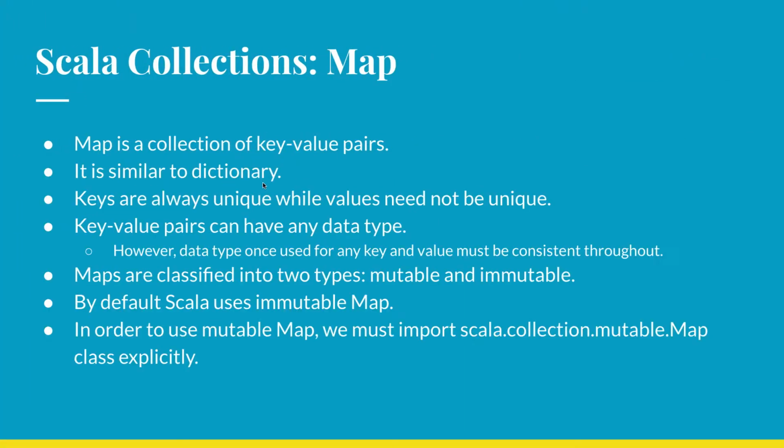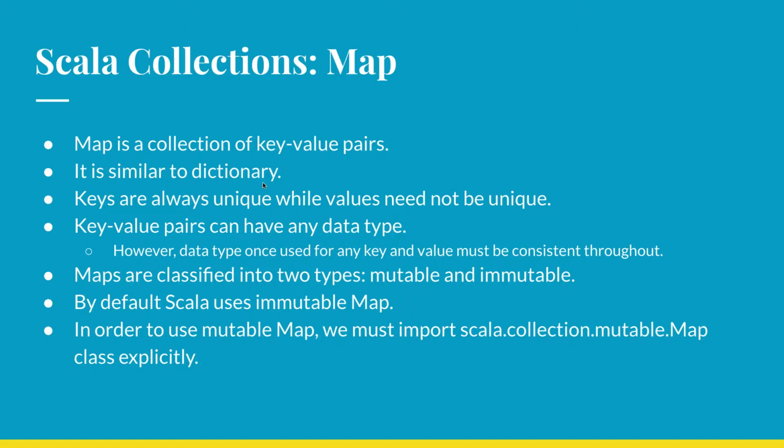Okay, now let's go over and look at maps. So a map is a collection of key value pairs. This is similar to a dictionary. Now keys are unique, whereas values do not need to be unique. Key value pairs can have any data type. However, the data type once used for any key and the value must be consistent throughout. So maps are classified into two types, mutable and immutable. Now, by default, Scala uses immutable maps.